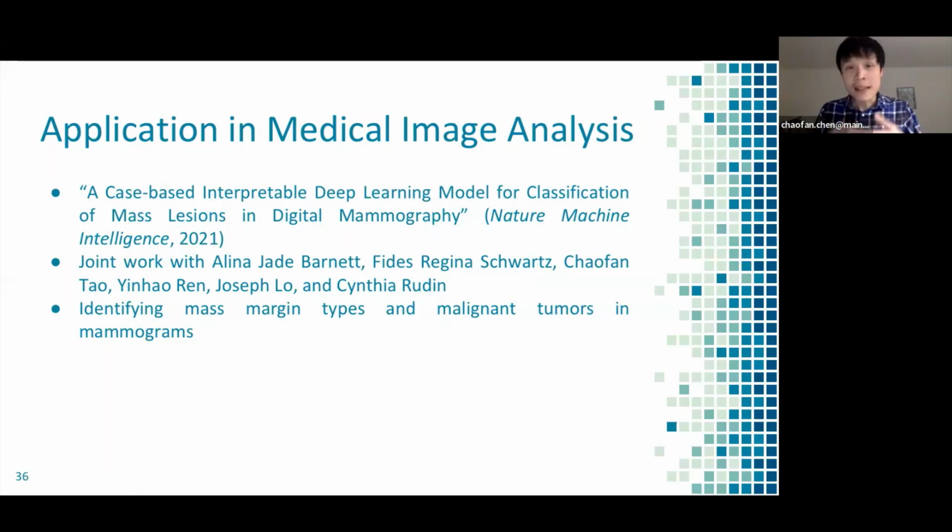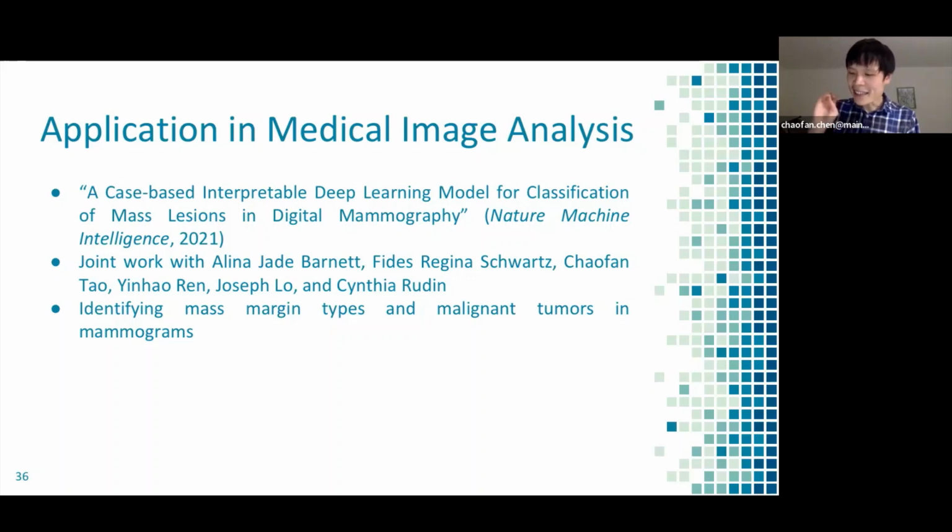A particularly important BI-RADS feature is the mass margin type. We can have BI-RADS features such as spiculated mass margin, which is actually very cancerous. If you have that, it's probably cancerous. And the circumscribed mass margin is a different BI-RADS feature. So we try to develop a model to learn the BI-RADS features.